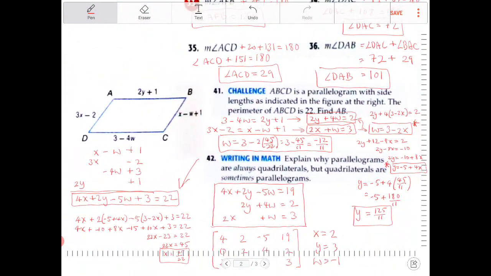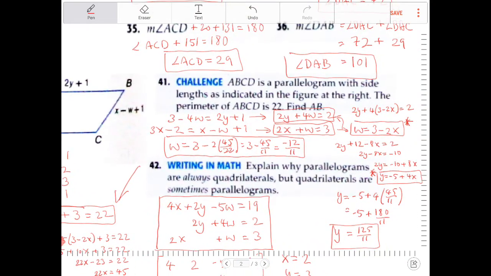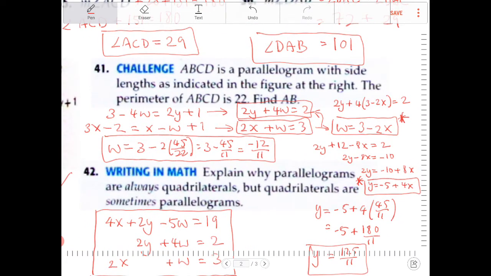3x minus 2 is equal to x minus w plus 1. Subtract x, plus w, add 2 is equal to 3. W is equal to 3 minus 2x. That is correct. 2 minus y is equal to 2. Where did I go wrong?